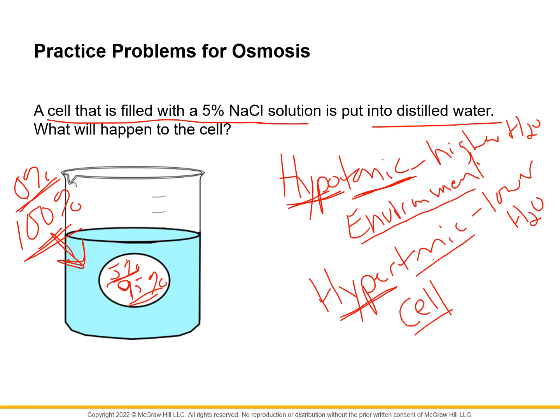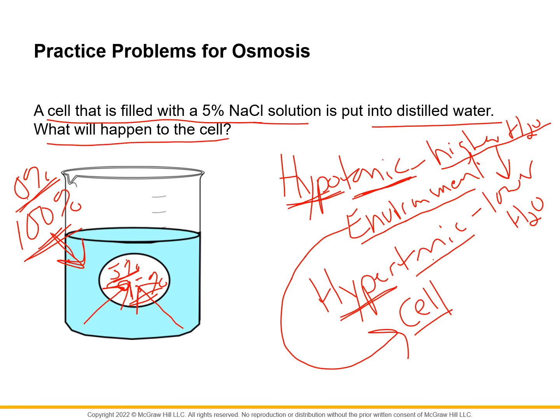All right, so you have a concentration gradient, so you will have osmosis. What is the direction of osmosis? It works on the principle of diffusion. So the water is going to move from the area of higher concentration of water to the area of lower concentration of water, so from the environment to the cell. So the direction of osmosis is into the cell, and the cell will swell, and if it swells enough, it could lyse. So what will happen to the cell? Water will move into the cell, and the cell could lyse.